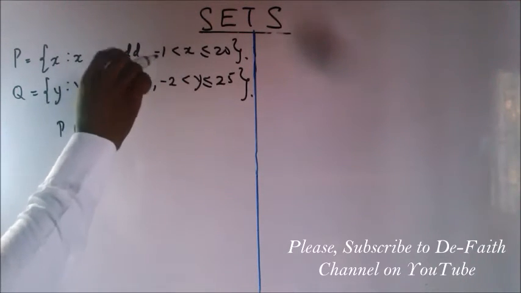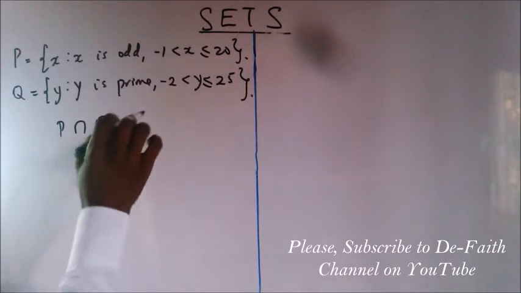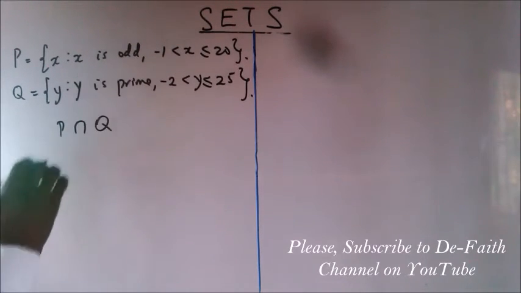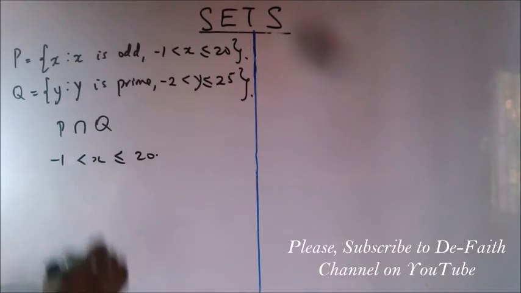First, we're told that X is an odd number here. So here we have minus 1 is less than X, and X is less than or equal to 20. What does this mean?